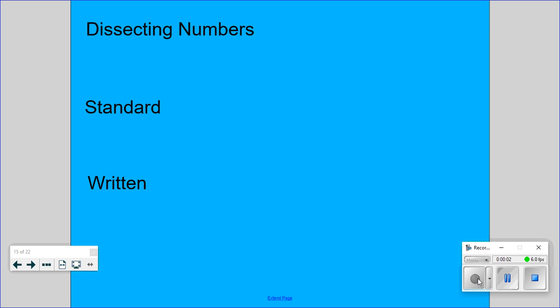We're going to be dissecting numbers, but we're not going to be able to do it unless we know what dissecting means. Take them apart. What else does dissecting mean? It also means taking away. What do you think?